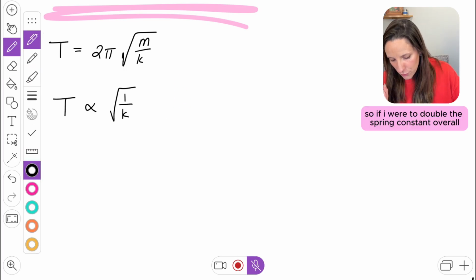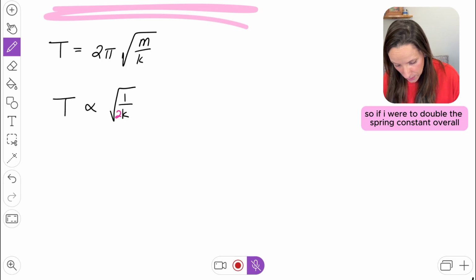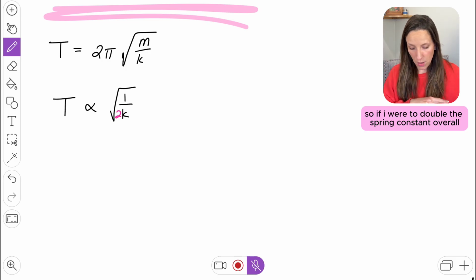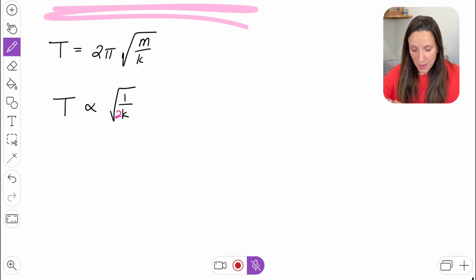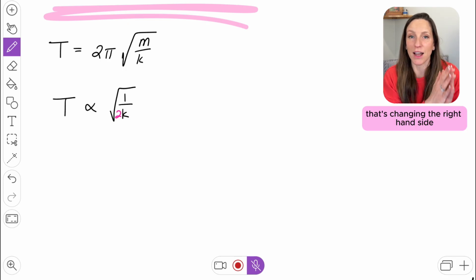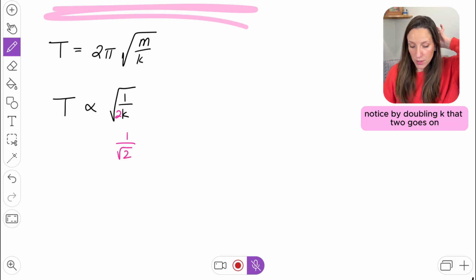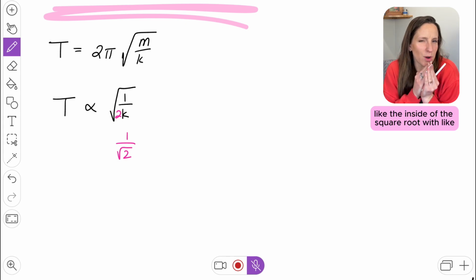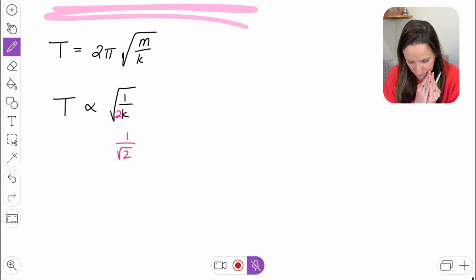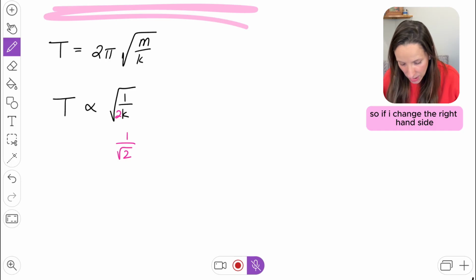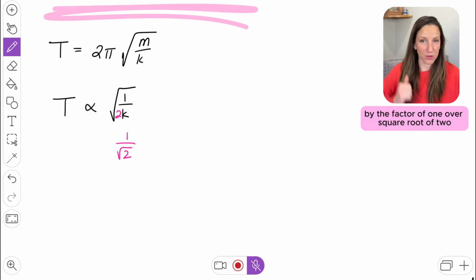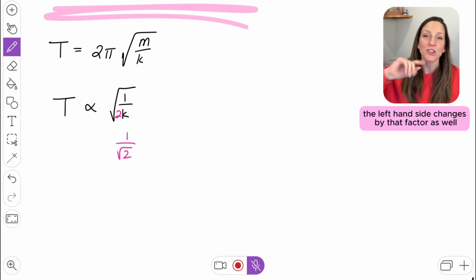So if I were to double the spring constant, overall, that's changing the right-hand side of our proportionality by a factor of 1 over the square root of 2. Notice by doubling k, that 2 goes on the inside of the square root, right with k. So if I change the right-hand side by the factor of 1 over square root of 2, the left-hand side changes by that factor as well.